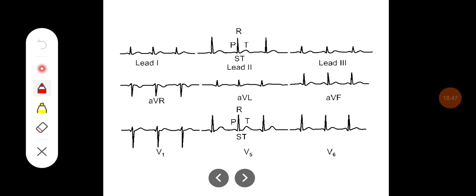So this is the 12 lead ECG showing lead 1, lead 2, lead 3, the bipolar limb leads, then augmented limb leads like AVR, AVL and AVF. Then we have V1 to V6, which are chest leads.